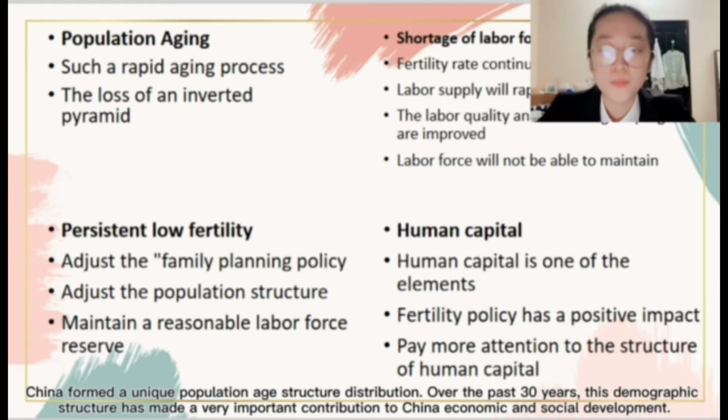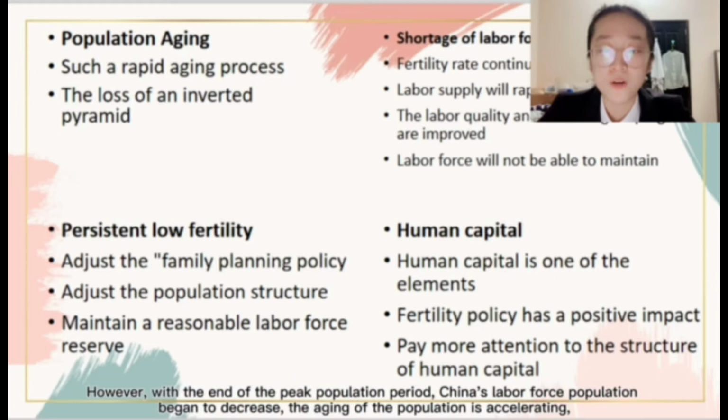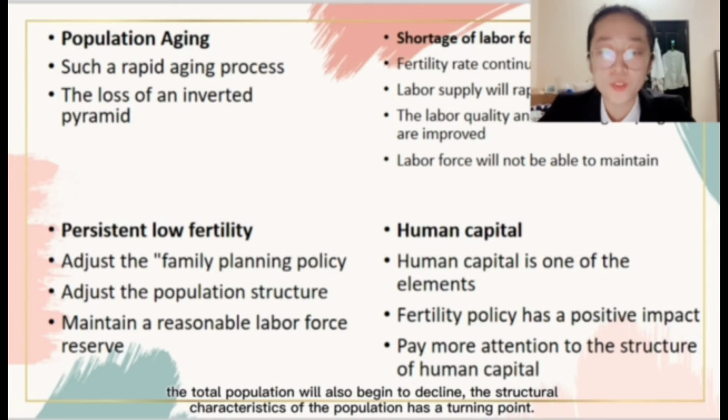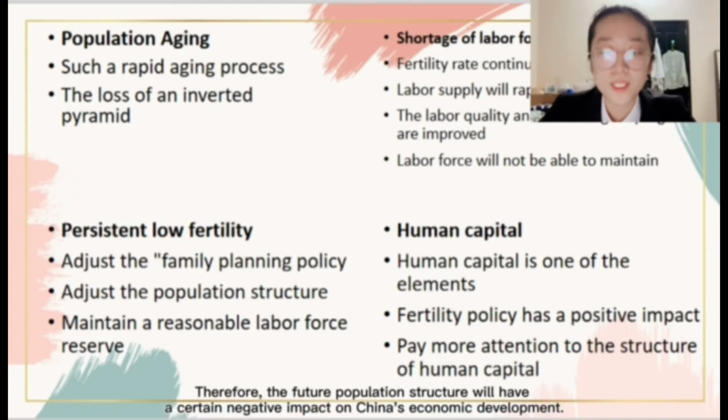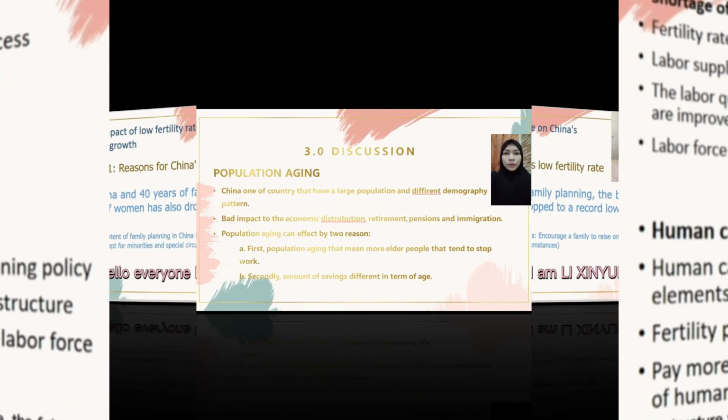China formed a unique population age structure distribution over the past 30 years. This demographic structure has made a very important contribution to China's economic and social development. However, with the end of the peak population period, China's labor force population began to decrease. The aging of the population is accelerating. The total population will also begin to decline. The structural characteristic of the population has a turn point. Therefore, the future population structure will have a certain negative impact on China's economic development.